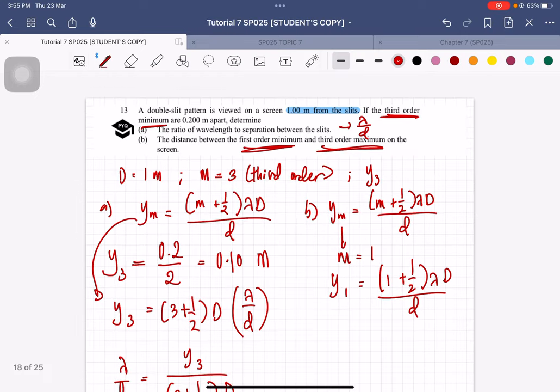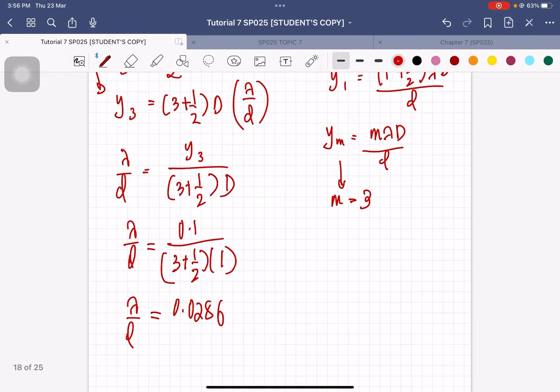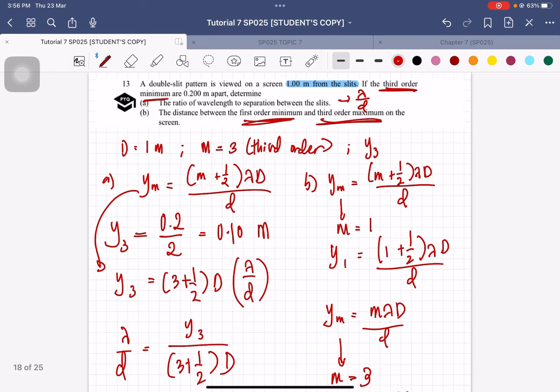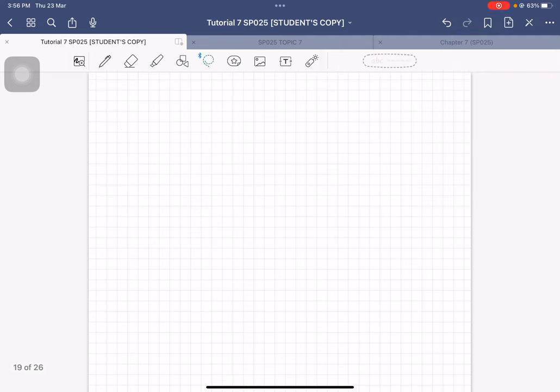Then they mention the third order maximum. So the third order maximum formula is M lambda D over D. The third order maximum also uses the order number, so M must equal 3. So Y3 is equal to 3 lambda D over D, lowercase d. So how do we find the distance between these two? Let me try to draw it again. So this is the central bright.